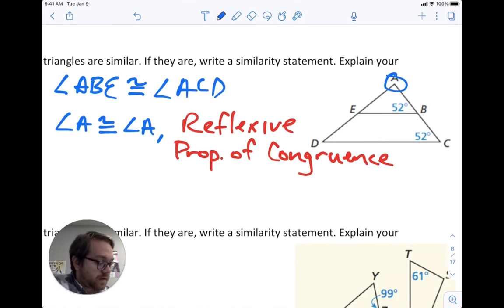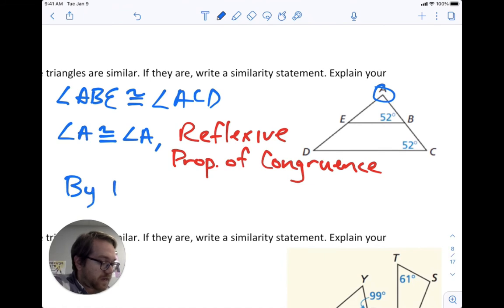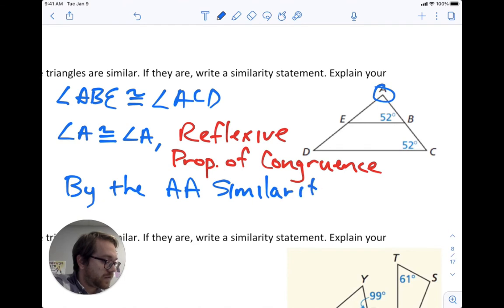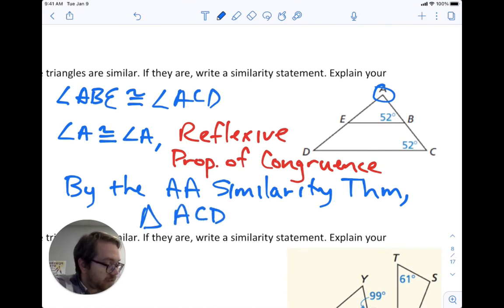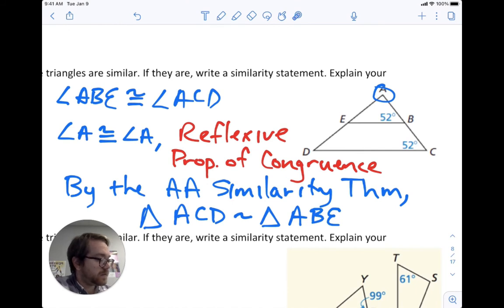So now, by the angle-angle similarity theorem, which just means that we found that two angles are congruent to each other in both triangles, I'm using THM to abbreviate theorem. By the angle-angle similarity theorem, triangle ACD is similar to triangle ABE. So this larger triangle is similar to this smaller triangle here. And that's because these angles are congruent and A is congruent to itself.